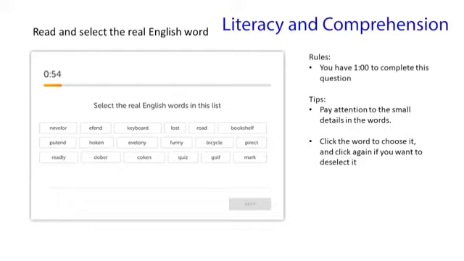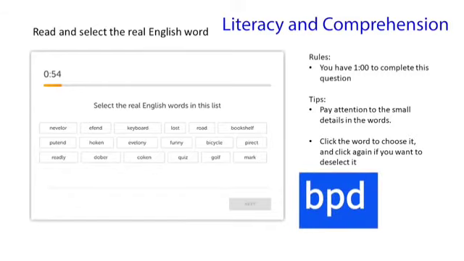So, for example, in this list of words, on the second row, the last word is P-I-R-E-C-T. The small detail that they're tricking you with here is the P. It's not an English word because of the P. It would be an English word if you turned that letter upside down and turned it into a D.